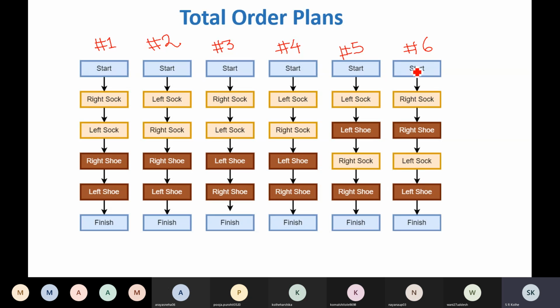Now if I do wear the right shoe, for example at the start of another totally ordered plan, then right shoe, then right sock, is it a valid sequence? Is it valid? No. Why? What is the reason?